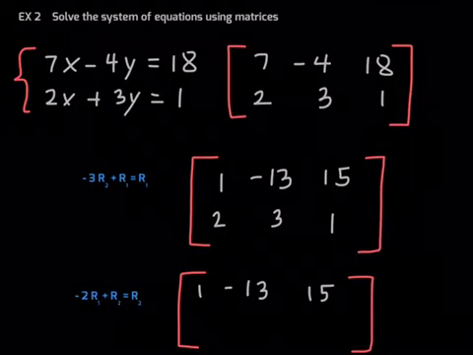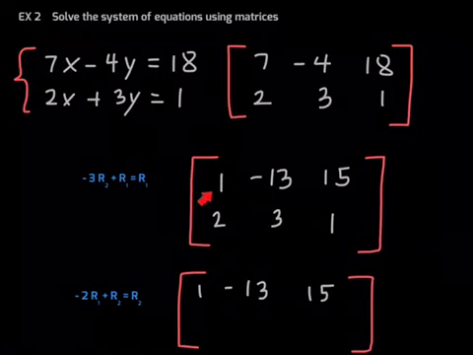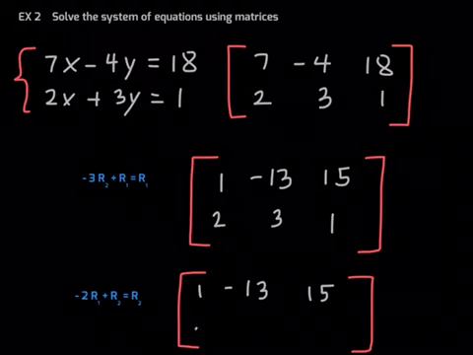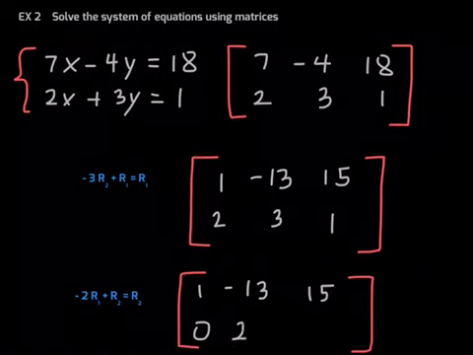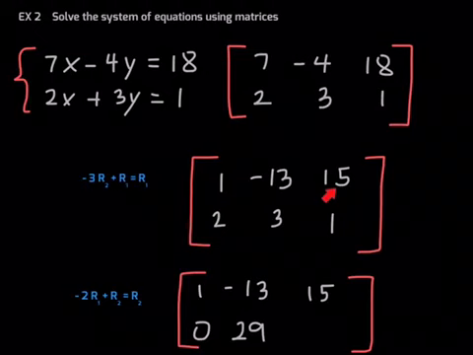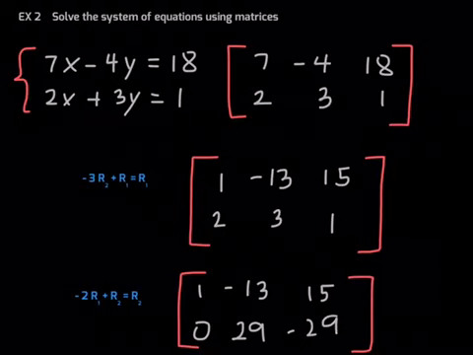So here we go. 1 times negative 2 is negative 2, plus 2 is 0. That's what you and I wanted. Negative 13 times negative 2 is positive 26, plus 3 is 29. Finally, 15 times negative 2 is negative 30. Negative 30 plus 1 is negative 29. All right, we did it. We have a leading 1 here, a 0 underneath it.